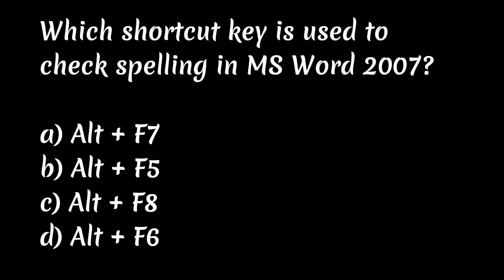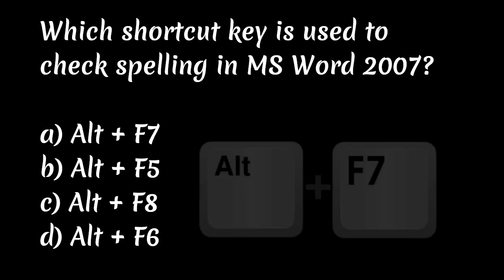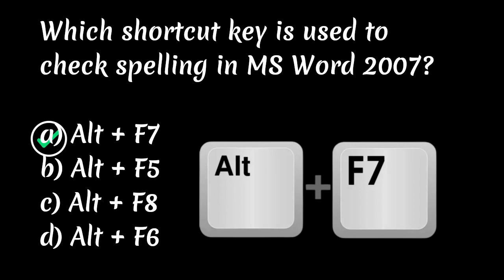Question 30. Which shortcut key is used to check spelling in MS Word 2007? A. Alt plus F7, B. Alt plus F5, C. Alt plus F8, D. Alt plus F6. Answer A. Alt plus F7.